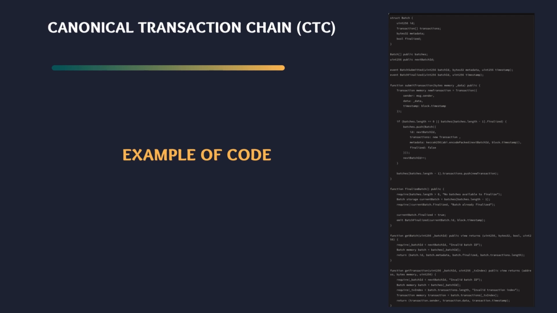The getBatch function retrieves information about a specific batch, including its ID, metadata, finalization status, and the number of transactions. Finally, the getTransaction function retrieves details of a specific transaction within a batch, including the sender, transaction data, and timestamp.